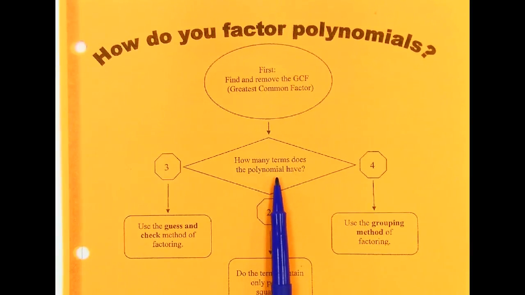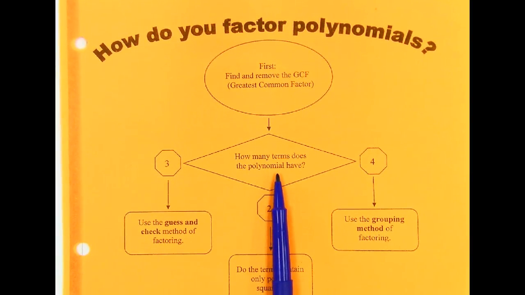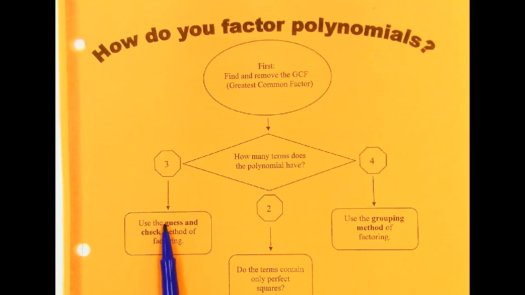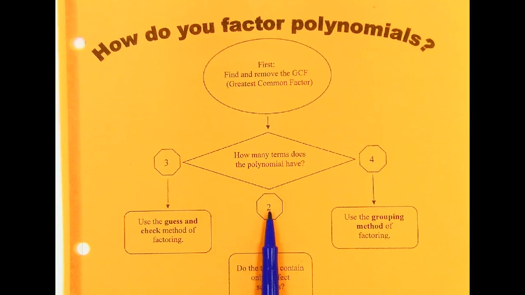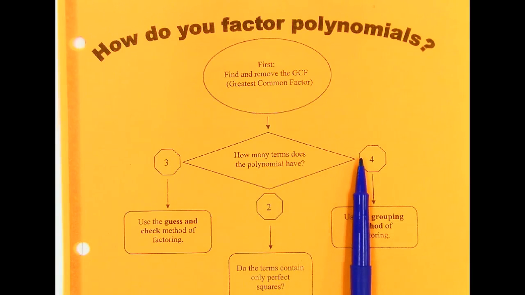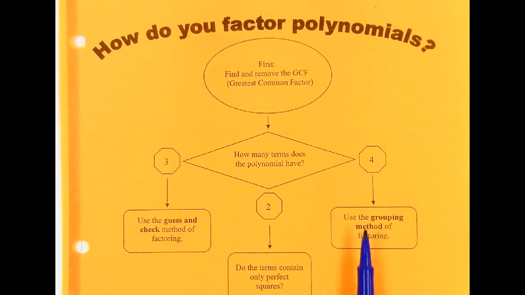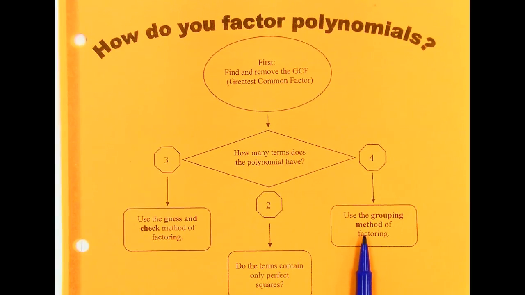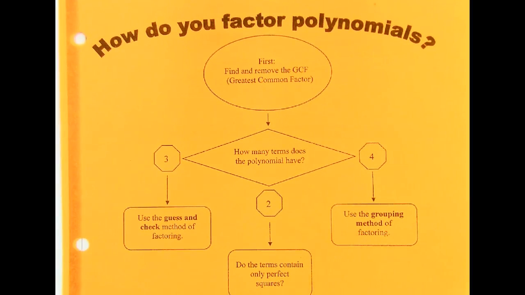Then you look to see how many terms the polynomial will have. So 3 terms, you use guess and check method. 2 terms, you check for difference of squares. And now we are going to look at what happens when you have 4 terms. And you can see here it says use the grouping method of factoring.